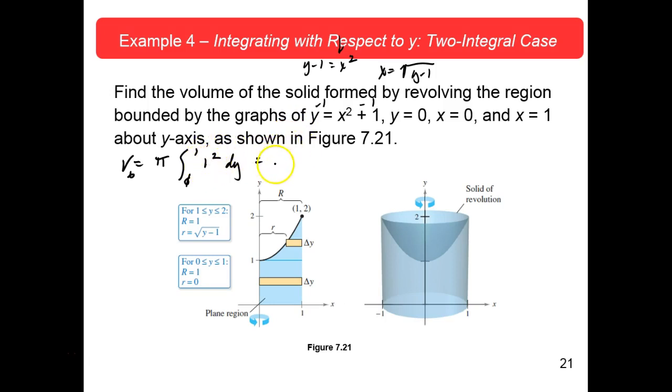Okay, that'll be pi times, if you do that, you get y. Y evaluated from 0 to 1 would be 1. So it's just pi. Enough of that is pi. Okay.